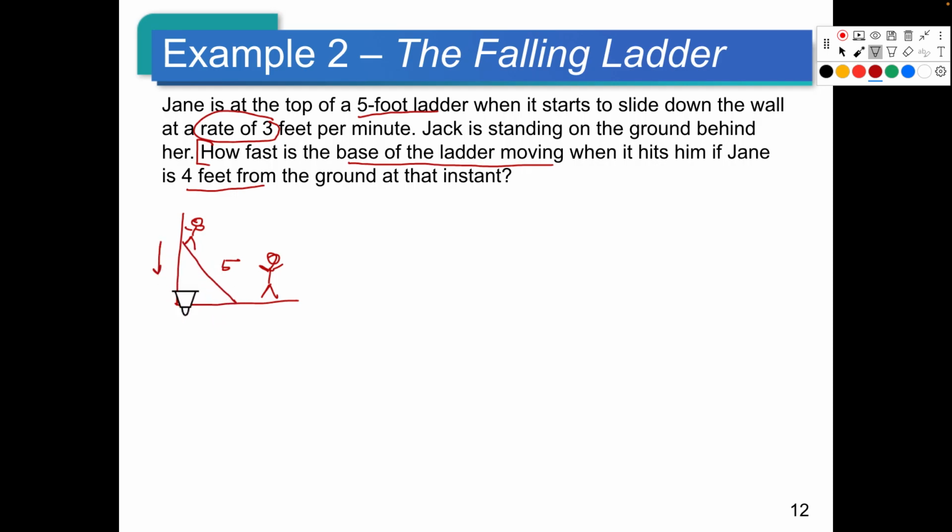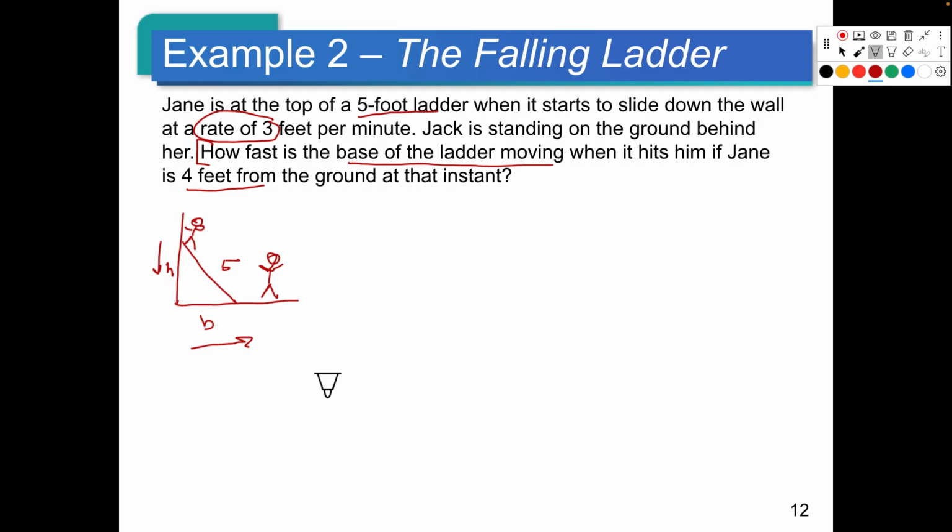So one thing we have is the height of the ladder is going to change, right? As it slides down, the height, the top, is going to get less and less. And then over here, thinking of this as a triangle, we have this base, which is the base of the ladder, and since the ladder is rigid, as the height goes down, the base is going to slide out. So as Jane goes down, the base of the ladder is going to go to the right, eventually hit Jack, and so far that's all we got.